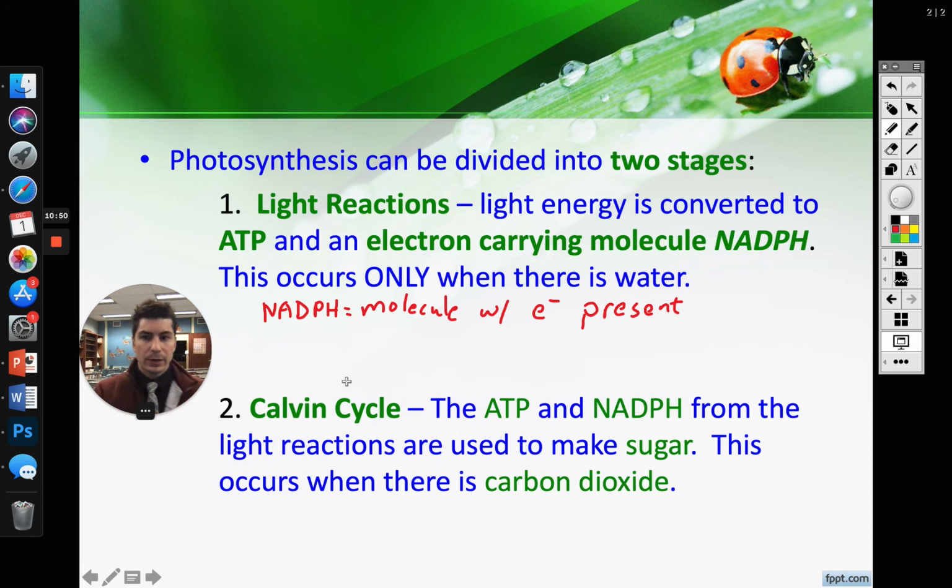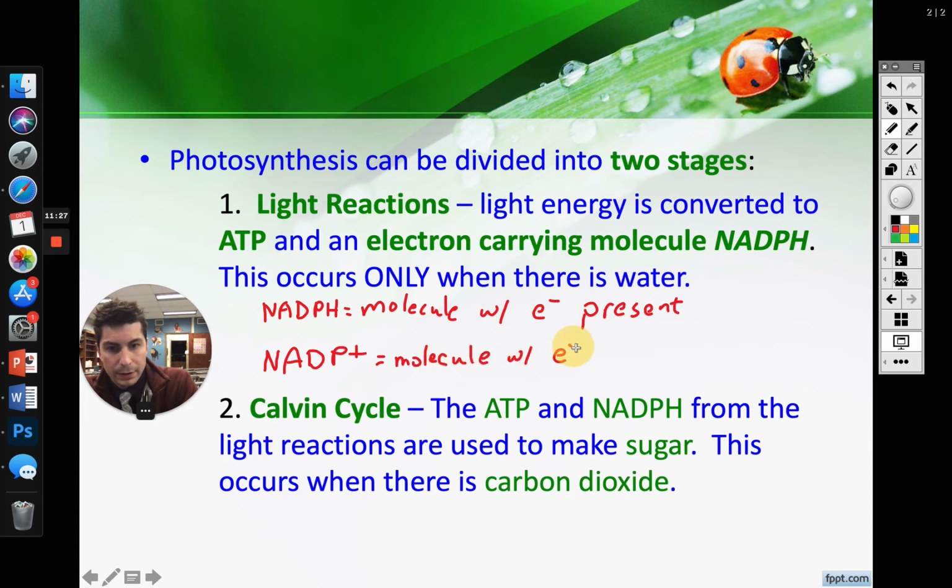Then it's going to go somewhere and drop off that electron. Why is it dropping off an electron? Well, the electron can be used for energy and it can connect two things. Picture this electron like the glue that can stick two things together. Whenever this NADPH gives its electron away, it gets transformed into NADP plus. So this is the molecule with the electron absent.